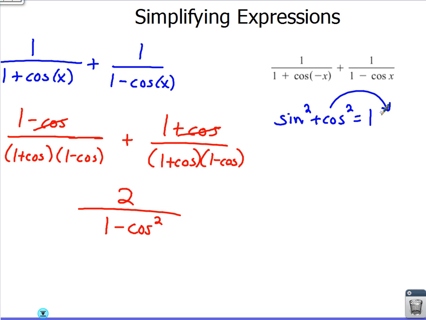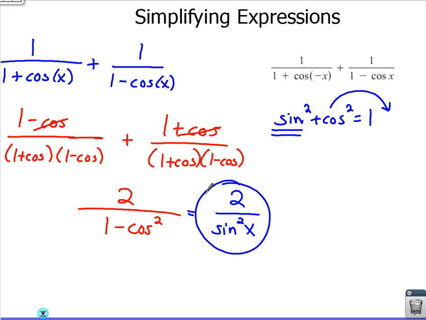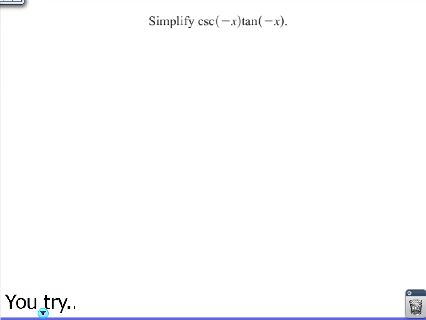Move that over. Anytime you've got 1s and sine squares, or 1s and tangent squares, or 1s and cotangent squares, more than likely you can turn that into something else. If you move cosine squared over, does that not turn into 1 minus cosine squared? And it's going to be equal to sine squared. You'll see that? So I could rewrite this if I wanted to as simply 2 over sine squared. Okay, here we go.